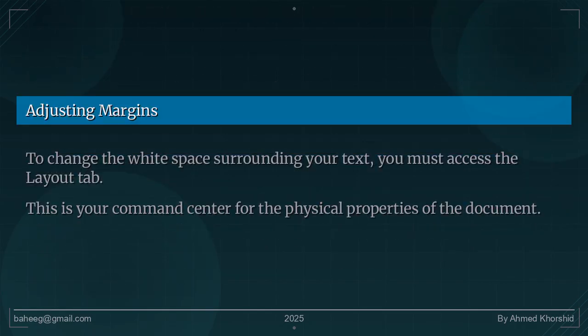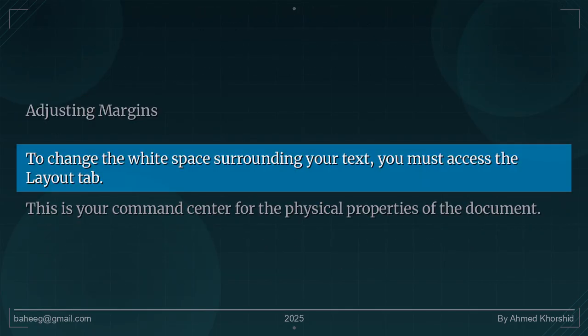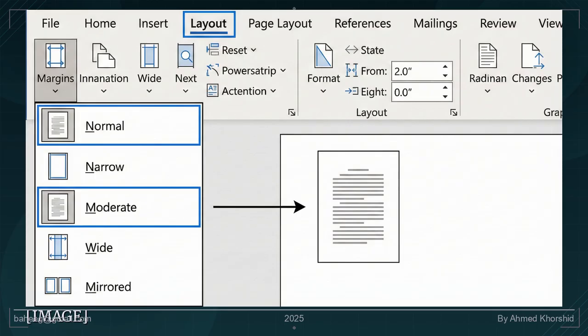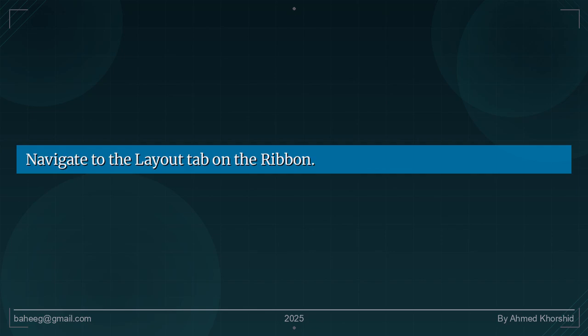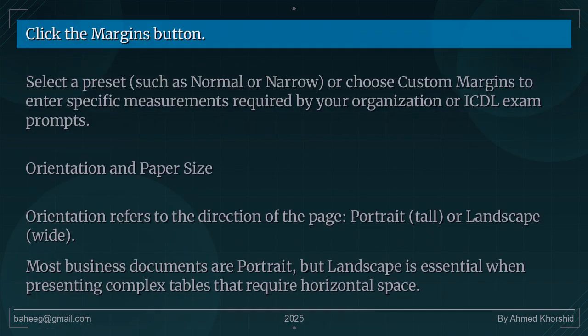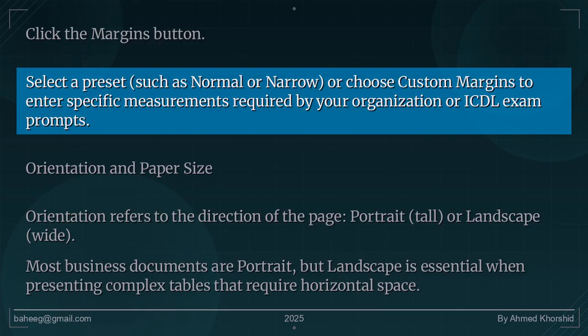Adjusting margins. To change the white space surrounding your text, you must access the Layout tab. This is your command center for the physical properties of the document. Navigate to the Layout tab on the ribbon. Click the Margins button. Select a preset, such as normal or narrow, or choose custom margins to enter specific measurements required by your organization or ICDL exam prompts.